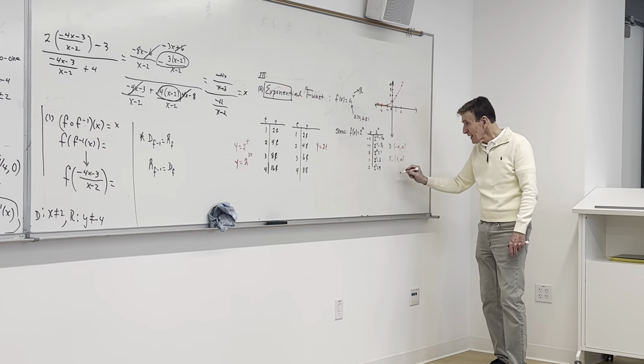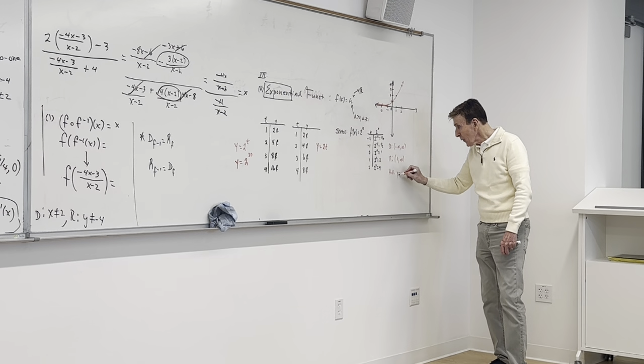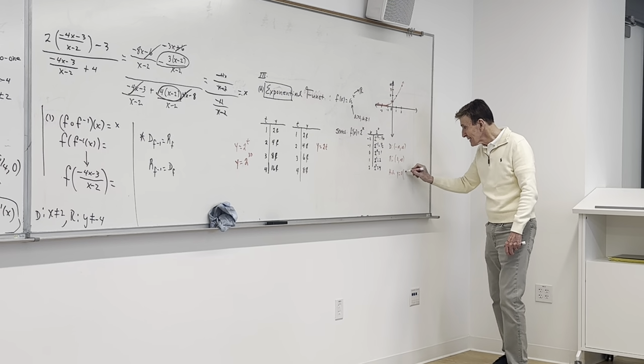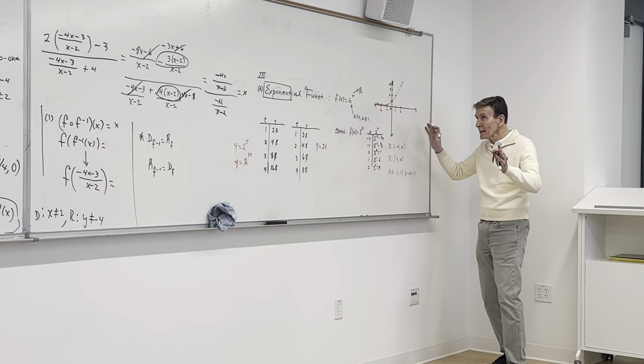Horizontal asymptote, I'll put it right here. There is 1. You guys named it for me. y is equal to 0, which is the x-axis, is a horizontal asymptote. No crossover point.